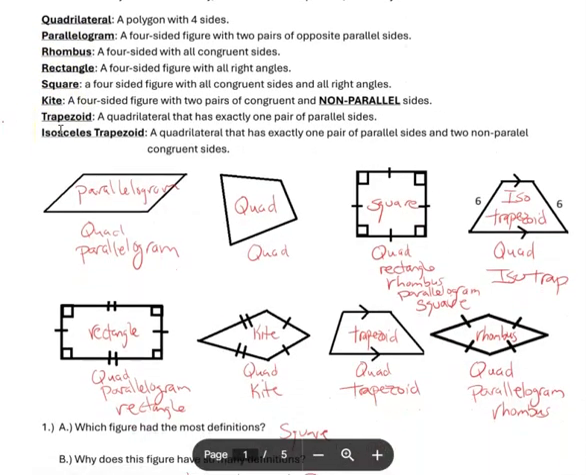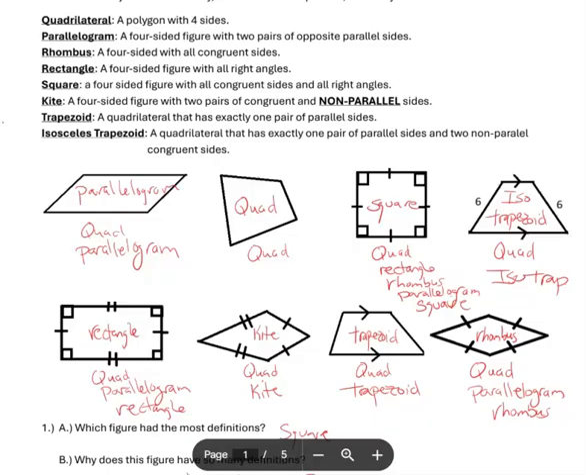So we have the following. A quadrilateral is going to be a polygon with four sides. A parallelogram is a four-sided figure with two pairs of opposite parallel sides. Rhombus is a four-sided polygon with all congruent sides. Rectangle is a four-sided polygon with all right angles. Square is going to be a four-sided figure with all congruent sides and all right angles.